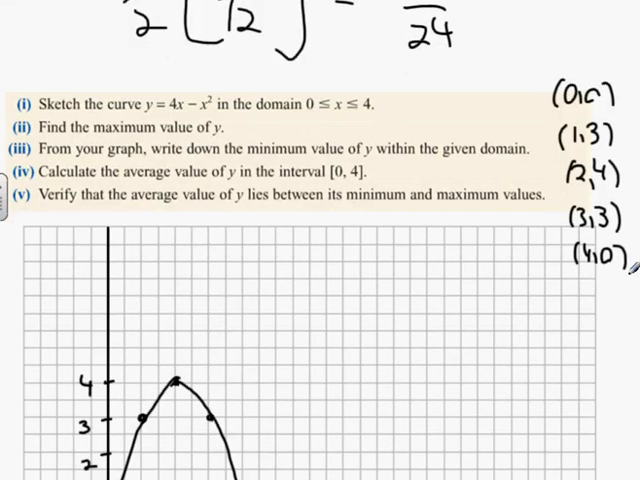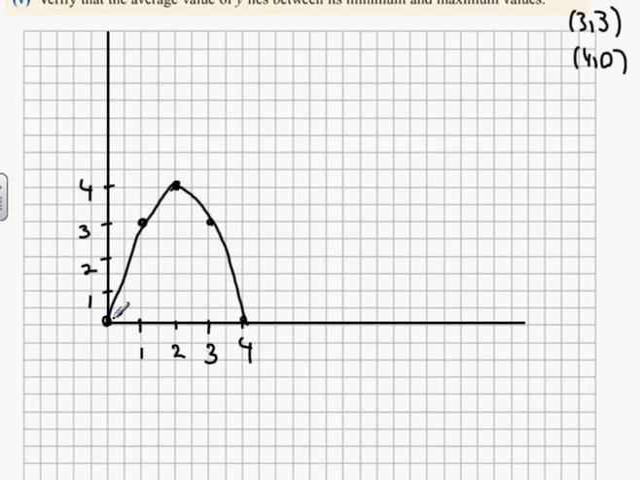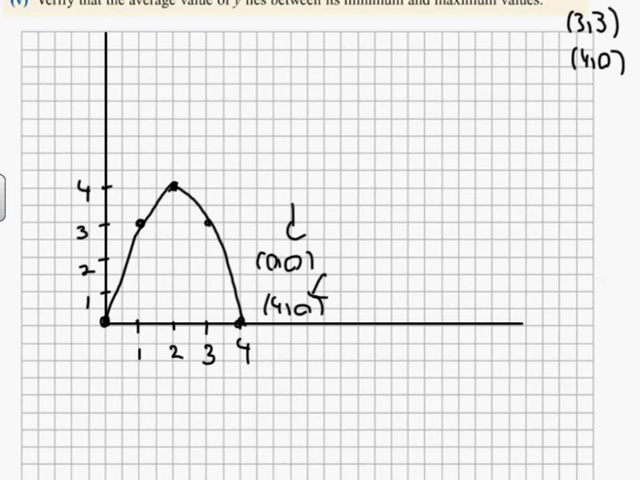Now write down the maximum value of y. The maximum value of y is 4. Primary graph, write down the minimum value of y in the given domain. The minimum value of y in the given domain is 0, because there's a 4 0 and a 0 0. Both have a y value of 0.